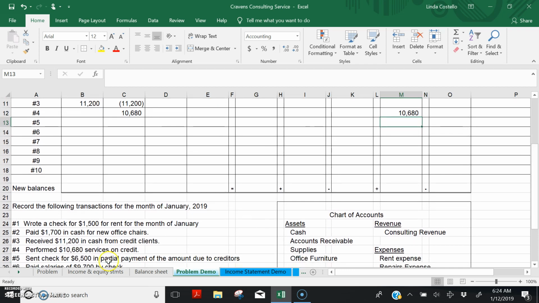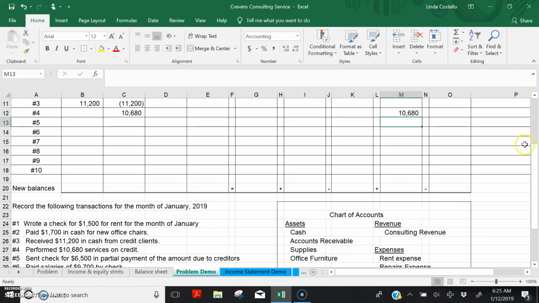Sent a check for $6,500 in partial payment of the amount due to creditors. What accounts are involved, and does the balance increase or decrease? We sent a check. That means we spent the money. So cash is going to decrease. In partial payment to the amount due to our creditors.